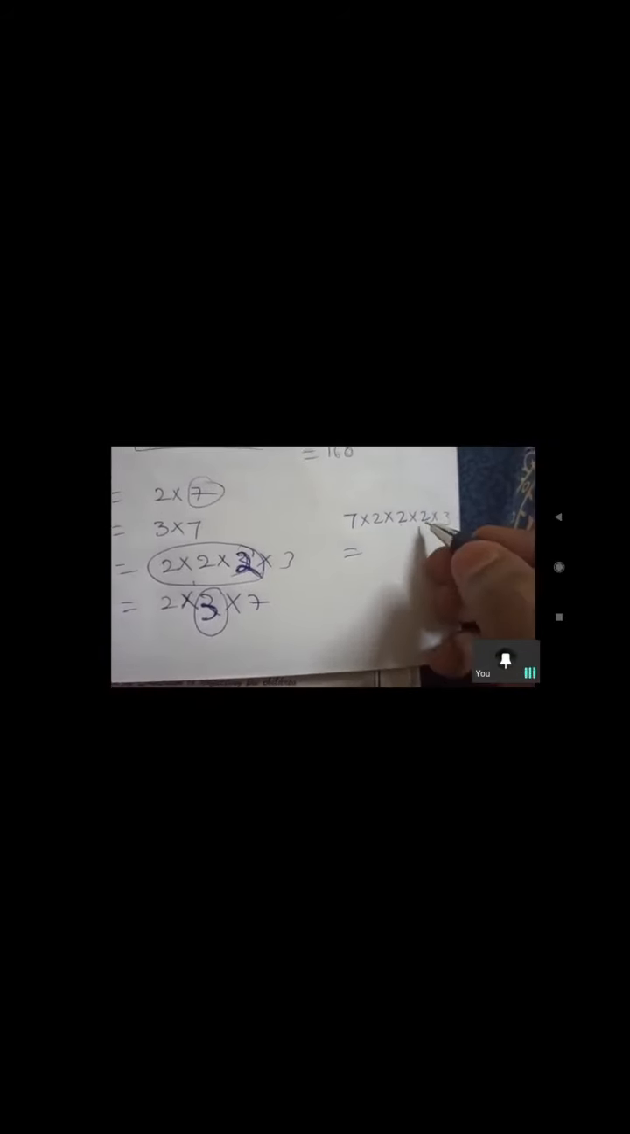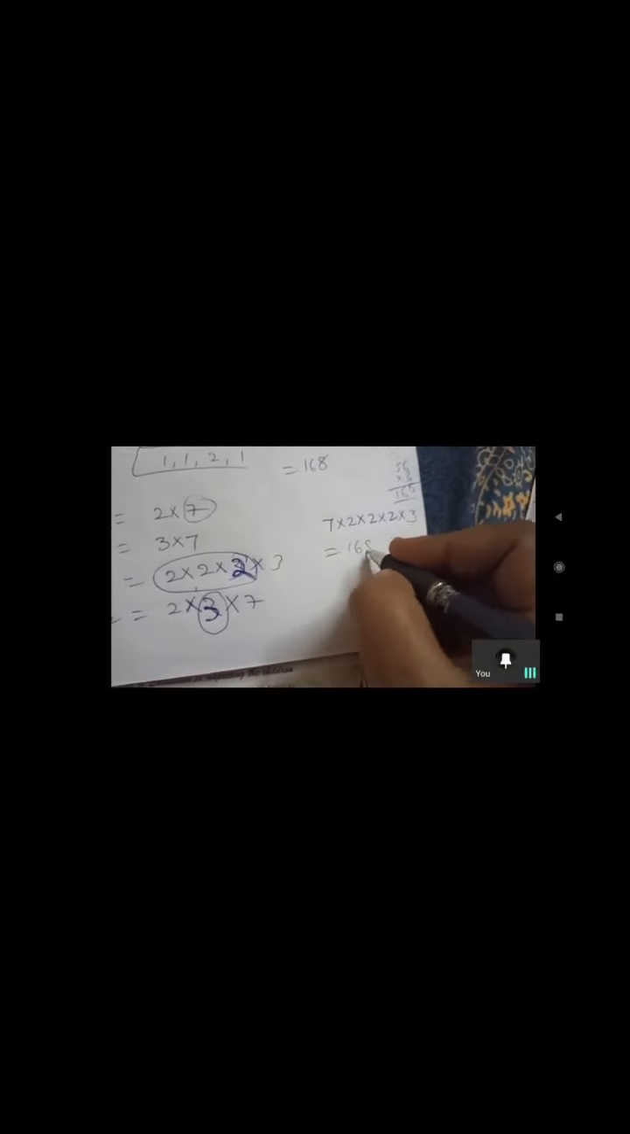And the maximum number of times 2 appears here is 3 times, 7 one time, 3 one time. That much only. So 7 into 2 into 2 into 2 into 3. How much will we get? 7 2s are 14, 14 2s are 28, 28 2s are 56, 56 into 3 is 168. We got the same in both cases. So the least number which is exactly divisible by all these numbers is 168. Okay? LCM we have to find like this.